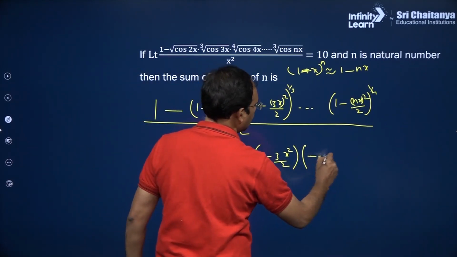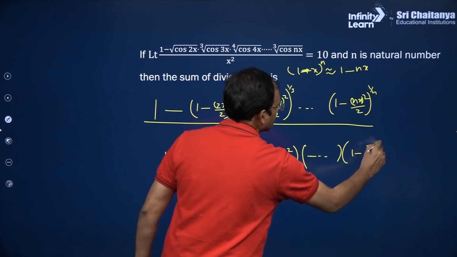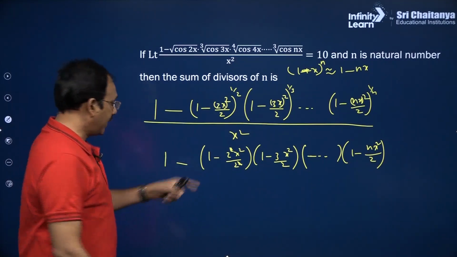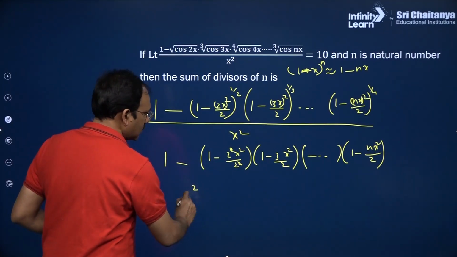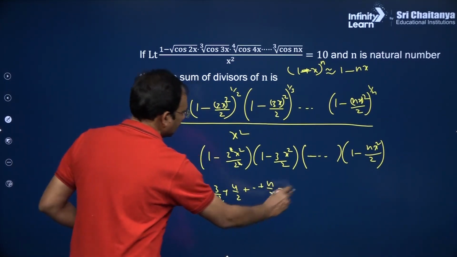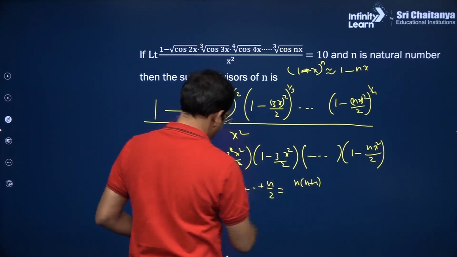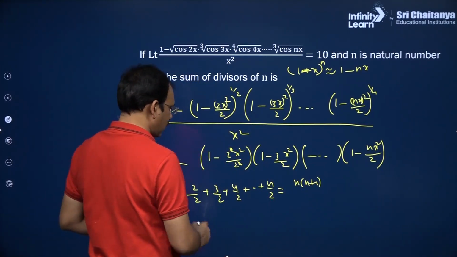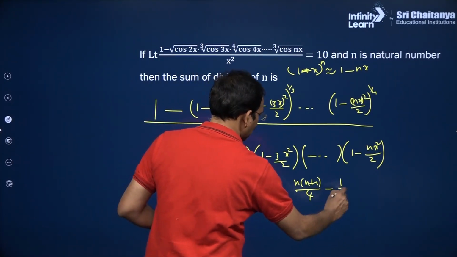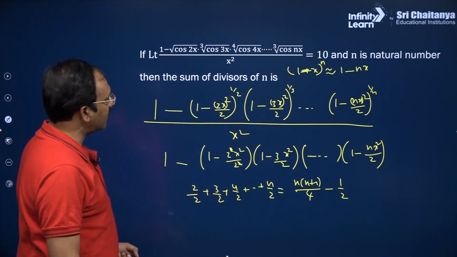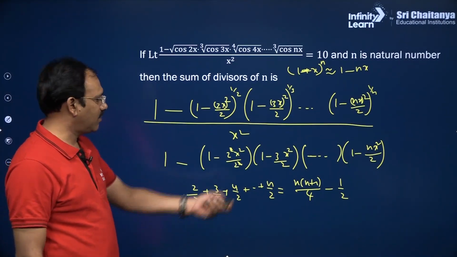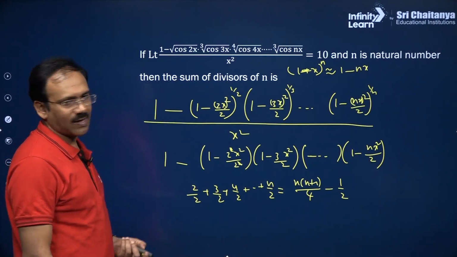Next, like that it will be 1 minus n x square by 2, my dear friends. If you just multiply, constant term is 1, 1 gets cancelled, x square coefficient is going to be minus of 2 by 2 plus 3 by 2 plus 4 by 2 and so on up to n by 2, which is n into n plus 1 by 2, you add 1 and subtract 1 by 2, and subtract 1 by 2. So, which is n into n plus 1 by 4 minus 1 by 2, my dear friends. This is given as 10, you just find the value of n, then the natural number, the sum of divisors of n, it is not a big deal, you can easily find the number, then its factors, right.